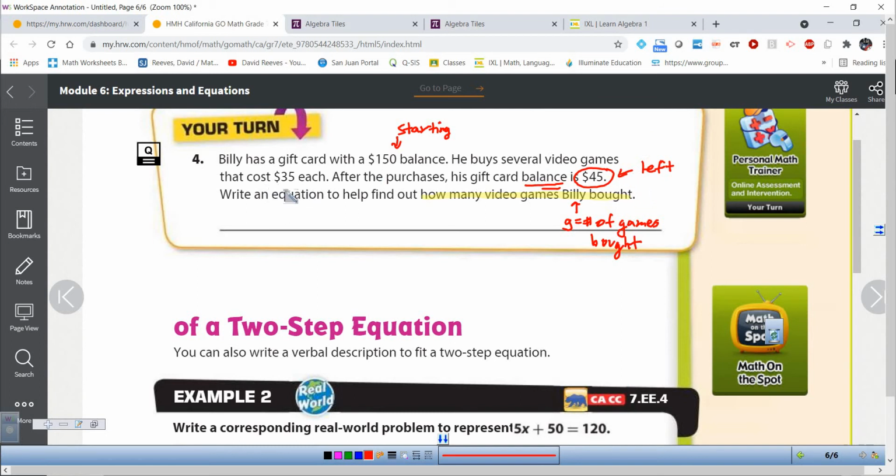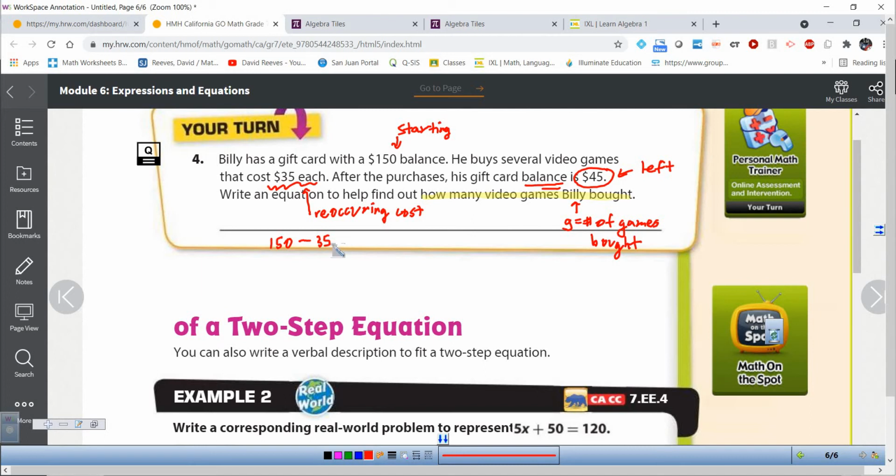And then $35 each. That is our recurring cost. And remember, the recurring cost, that's what gets the variable. So if we put all this together, we have $150. That's what Billy started with. All right, the amount on his card will go down. How much is it going down by? $35 every time he uses it.